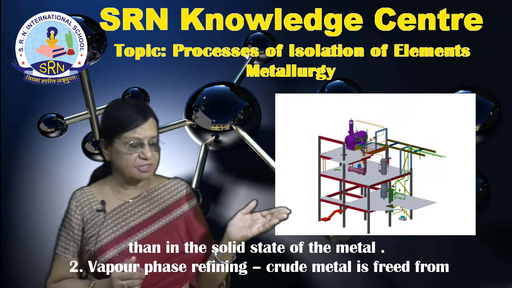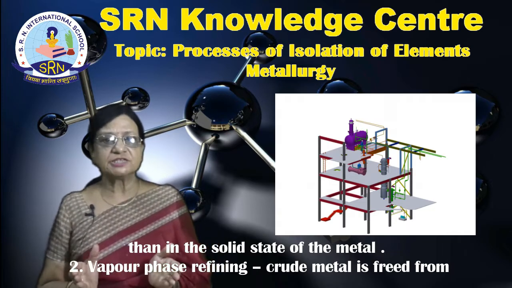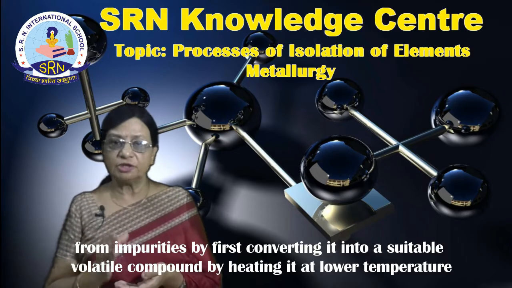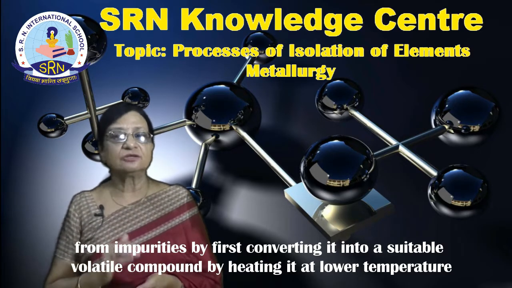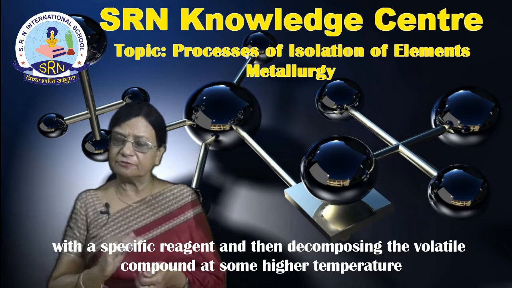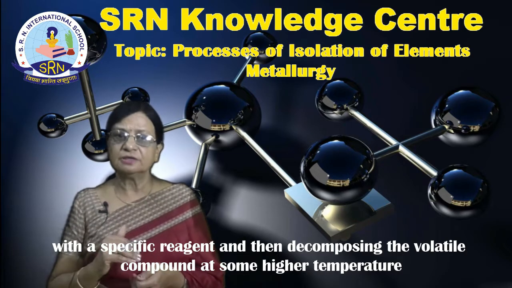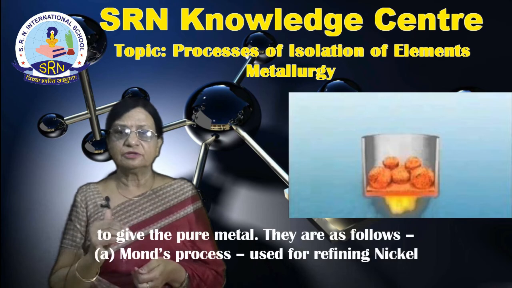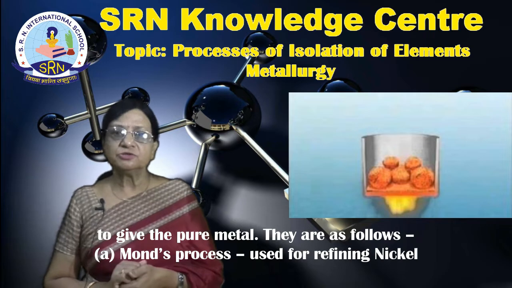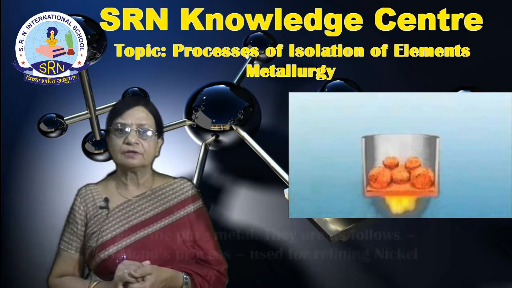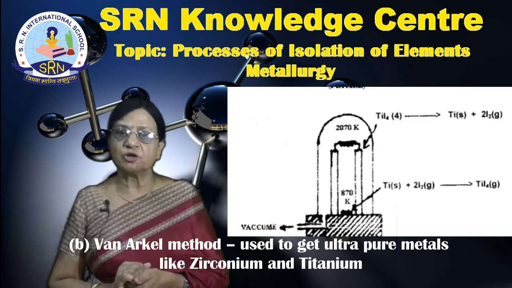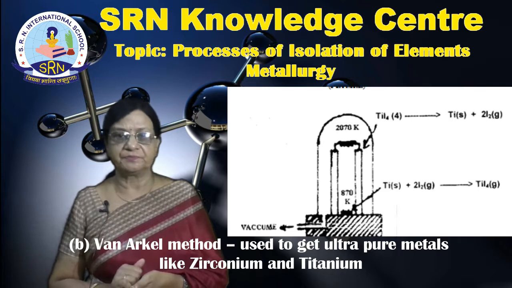Second is vapor phase refining. Crude metal is freed from the impurities by first converting it into a suitable volatile compound by heating it at lower temperature with a specific reagent, and then decomposing the volatile compound at some higher temperature to give the pure metal. They are as follows: Mond process, used for refining nickel, and second is Van Arkel method. This is used to get ultra pure metals like zirconium and titanium.